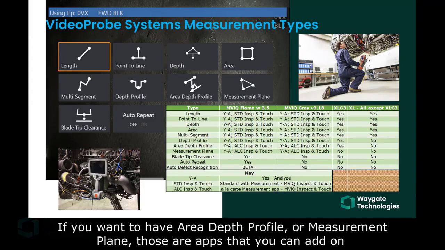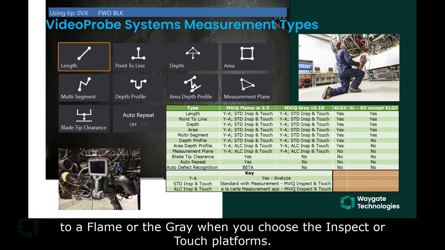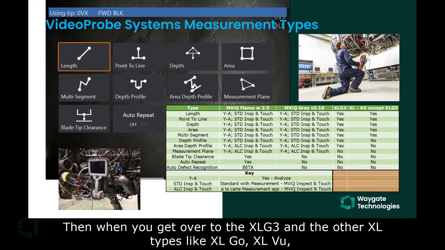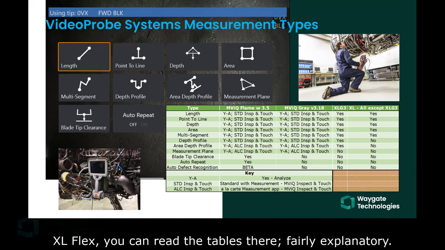If you want to have area depth profile or measurement plane, those are apps that you can add on to the Flame or the gray when you choose the Inspect or Touch platforms. So a couple of different iterations in the Mentor Visual IQs. Then when you get over to the XL-G3 and the other XL types like XL Go, XL View, XL Flex, you can read the tables.